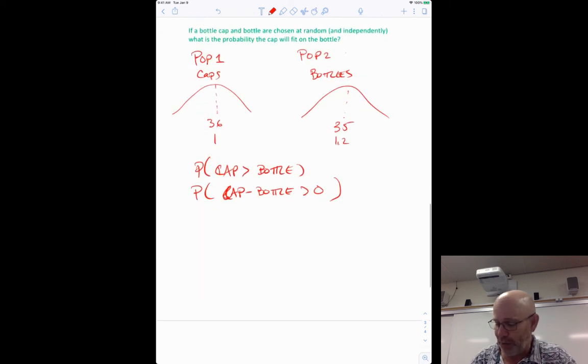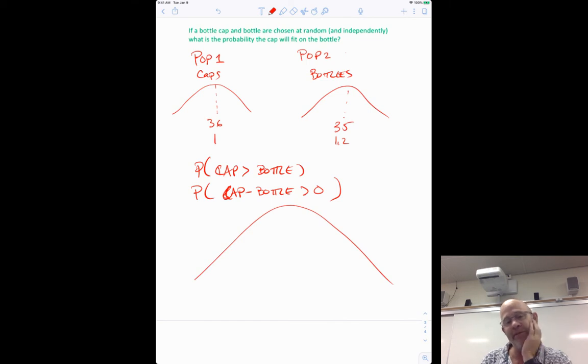So we're going to get a new distribution now. Everything we do in all of these problems boils down to a new distribution. Find the mean, find the standard deviation, and then normal CDF or inverse norm or whatever they're asking. It's pretty straightforward. So this new population is going to be what we're going to call cap minus bottle. Notice the caps had a 36. The bottles were 35. 36 minus 35. By the way, you could subtract the other way, no problem, get a -1 there. Just got to make sure you're answering the question properly, right?